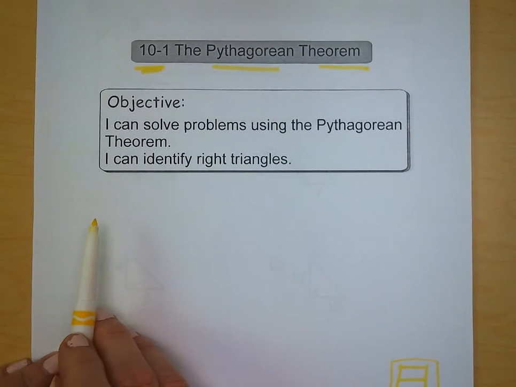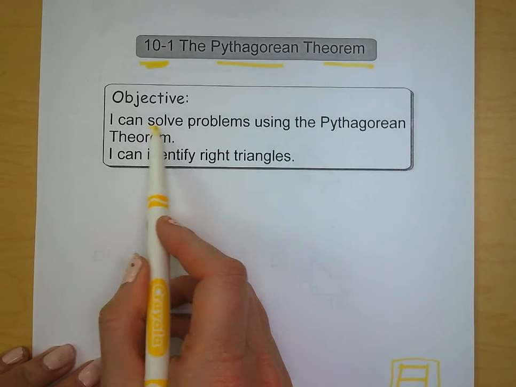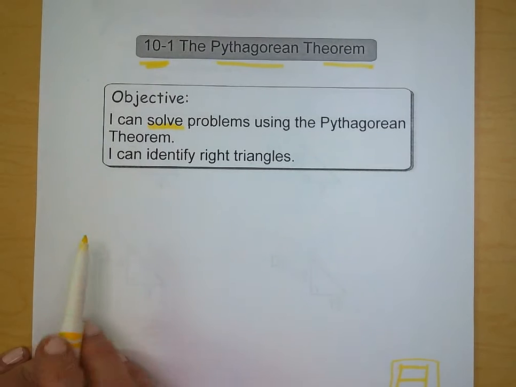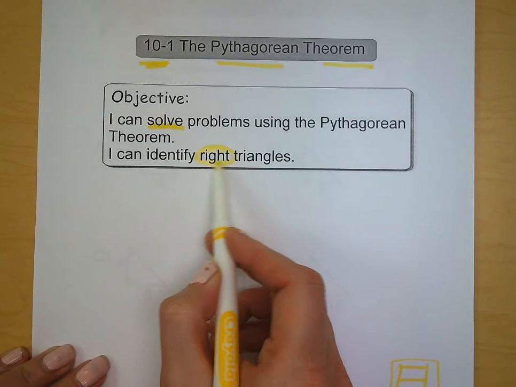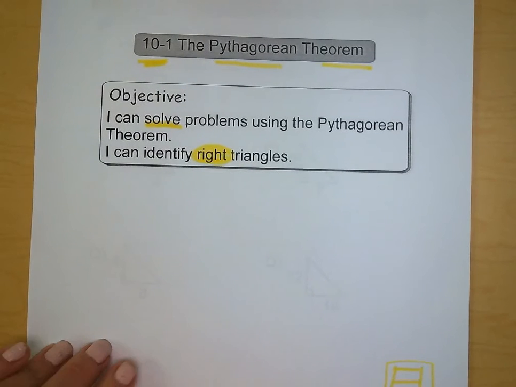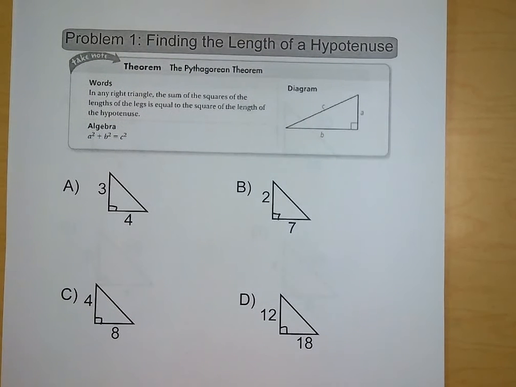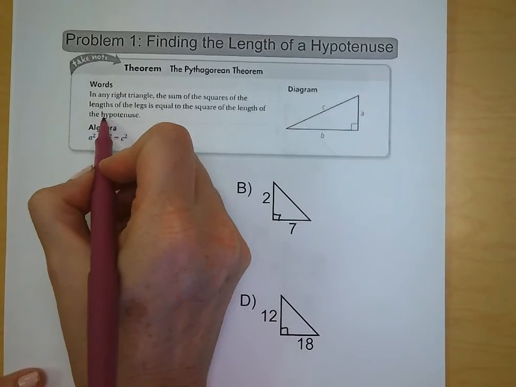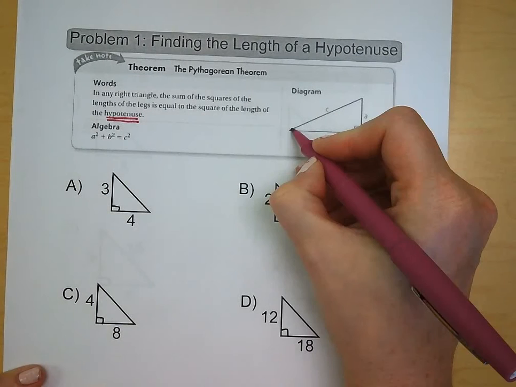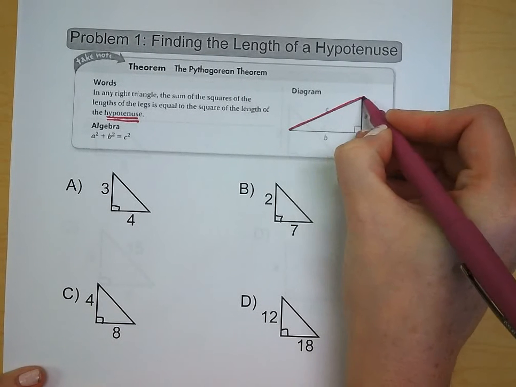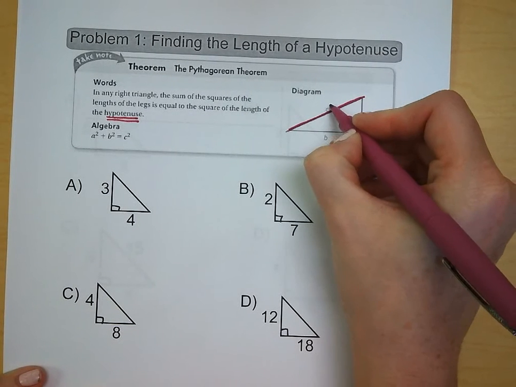Our objective for the day is that I can solve problems using the Pythagorean Theorem and that I can identify right triangles. So our first problem of the day is using the Pythagorean Theorem to find the length of a hypotenuse. Now the Pythagorean Theorem says that in any right triangle, the sum of the squares of the lengths of the legs is equal to the square of the length of the hypotenuse.